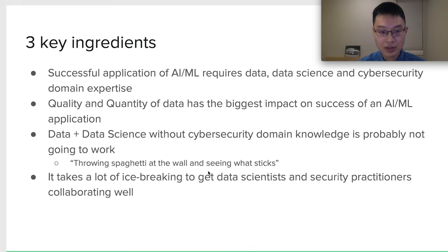However, one common problem I have observed is that a lot of times security teams will hire a data scientist and simply point him or her to a large collection of cybersecurity data without providing the necessary domain knowledge first. And unfortunately, it's not going to work most of the time, because in order to properly apply data science, the data scientists also need to have a reasonably good understanding of the cybersecurity problem he or she has been tasked with solving.